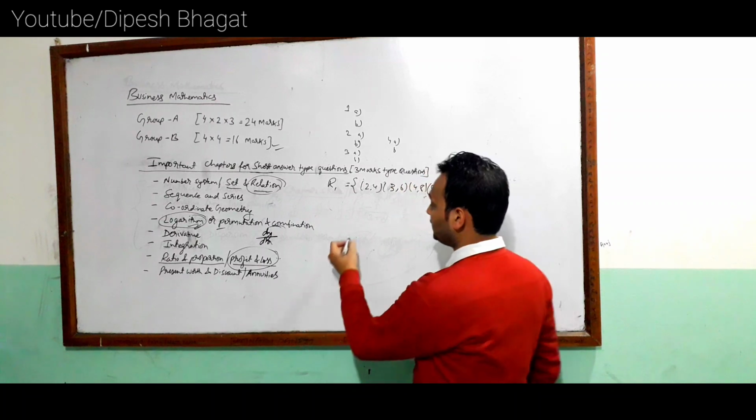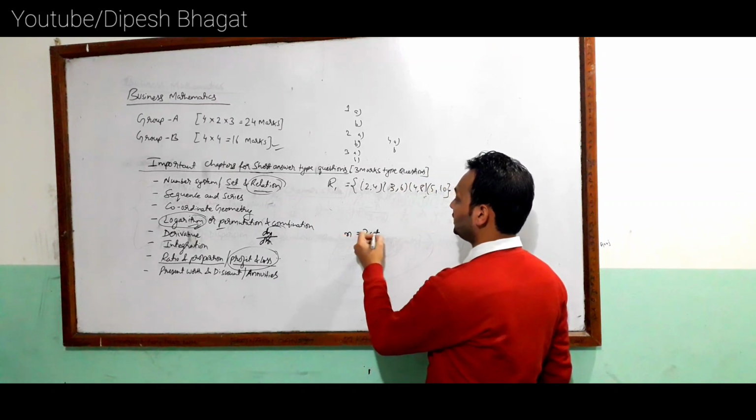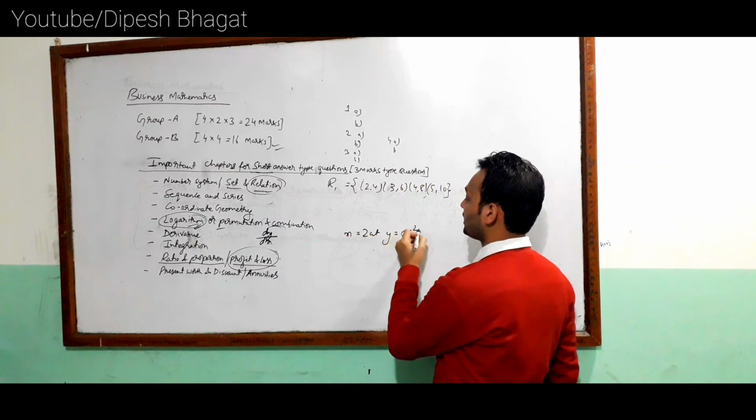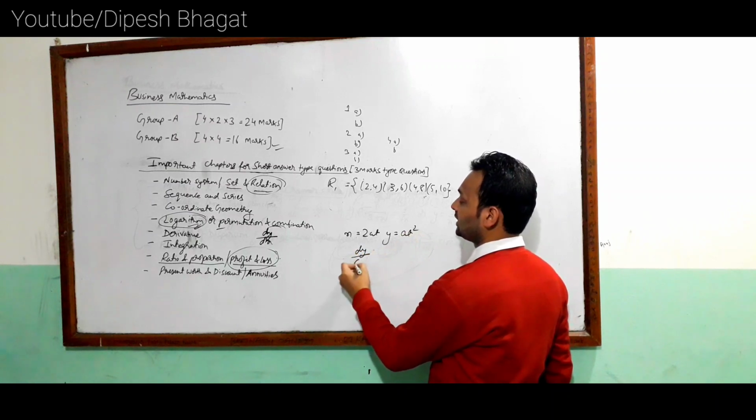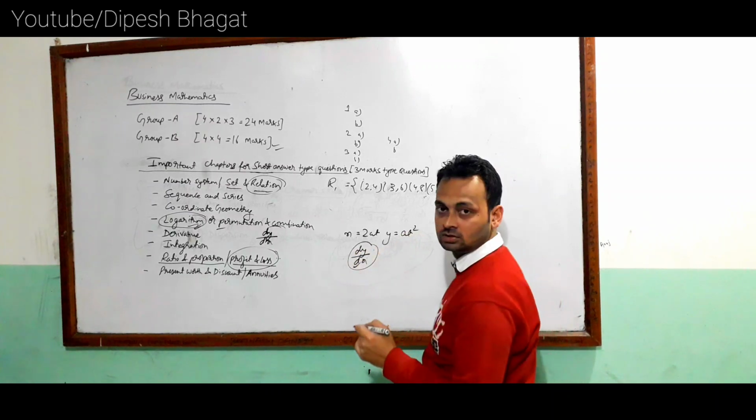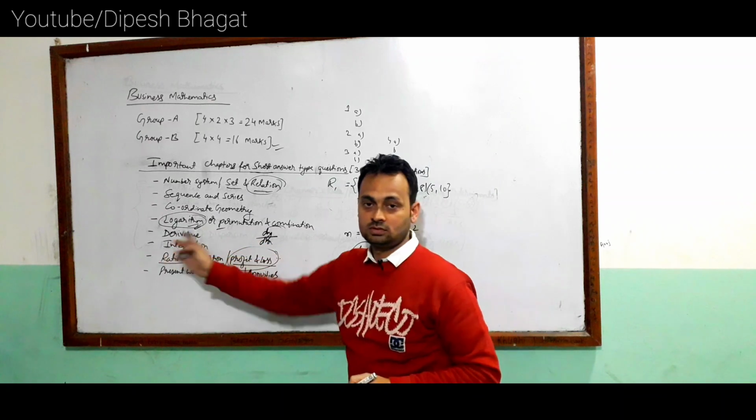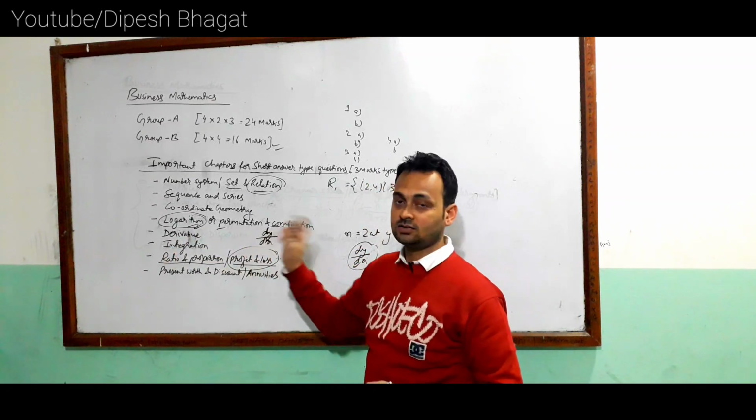Just for example, if any equation is given, x equals 2at, y equals at square, now in this case find out dy by dx. So that type of question may come from the derivative chapter for 3 marks.